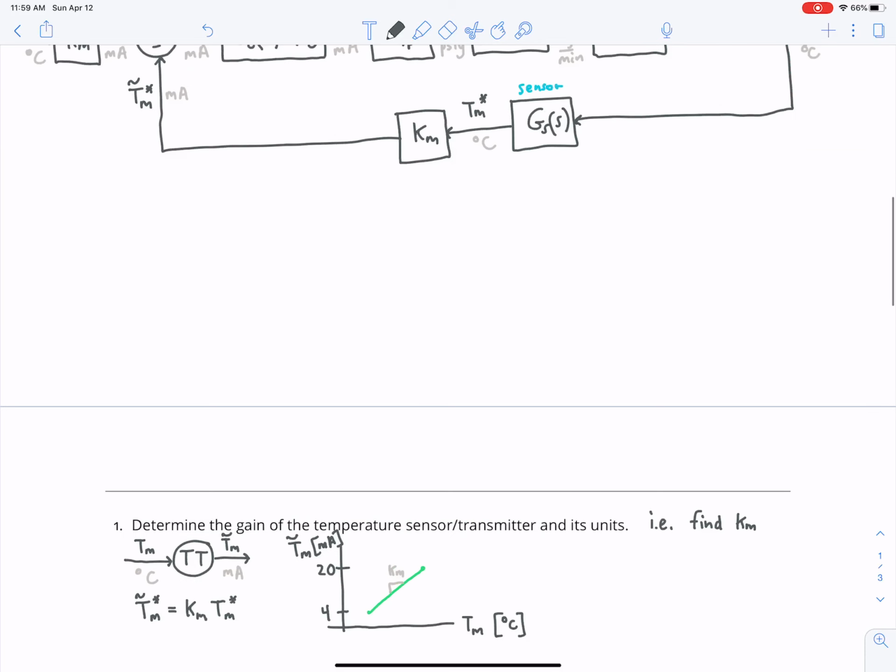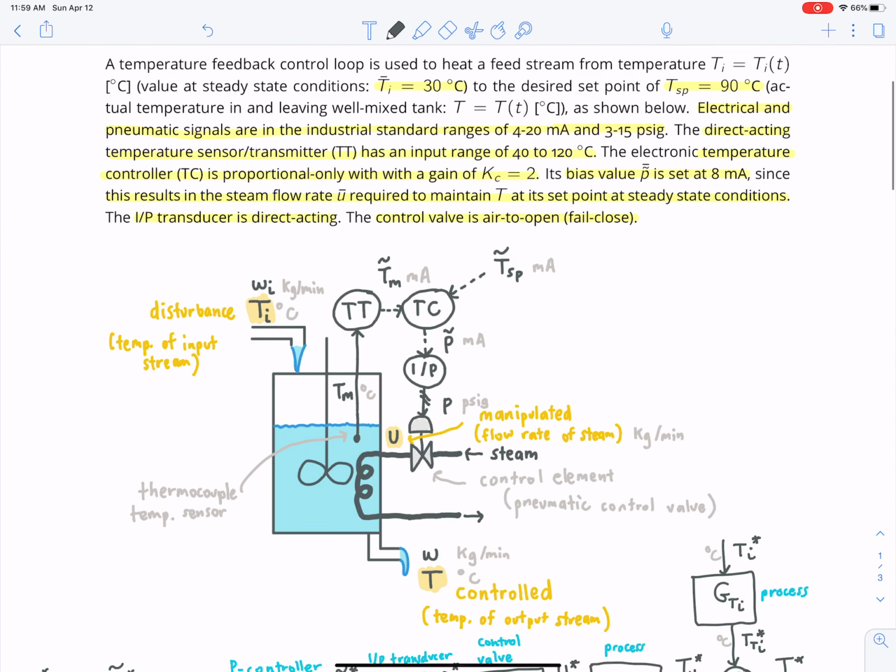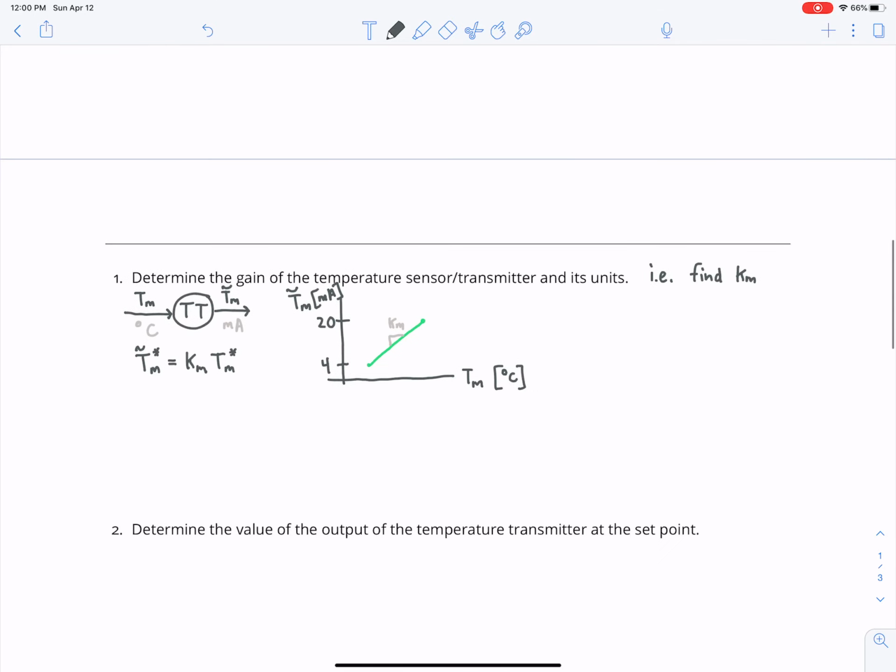And what the problem statement tells us is that the temperature transmitter has an input range of 40 to 120 degrees C. All right, so what that tells us is that this value here is 40, and this value here is 120. So this is the picture of how this temperature transmitter works. You have the actual temperature. It has a range of 40 to 120, and then the temperature transmitter maps that to a 4 to 20 milliamp signal in a linear way.